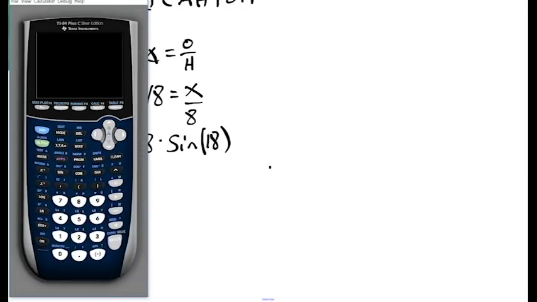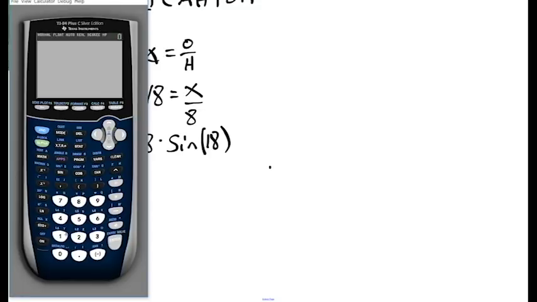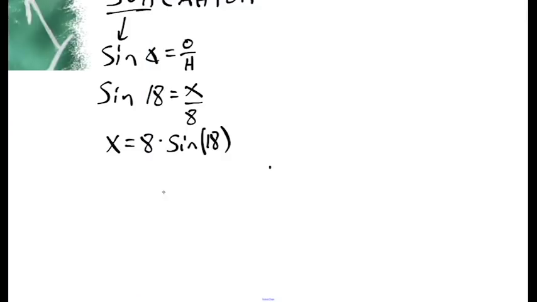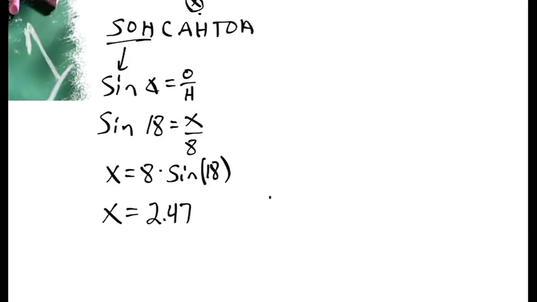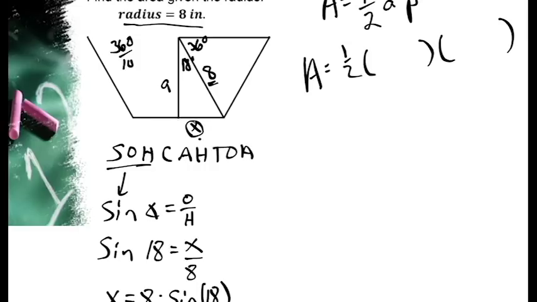So we'll go ahead and pull our calculator up. We have 8 times sine of 18 degrees, which is 2.47, which is the equivalent of x. Now, we're going to have to double that 2.47 for each side length, and then multiply that answer by 10 to get our full perimeter.